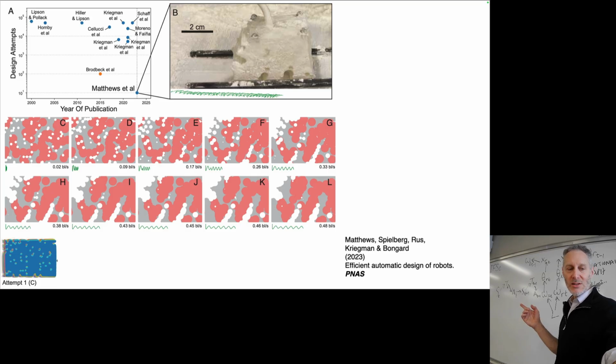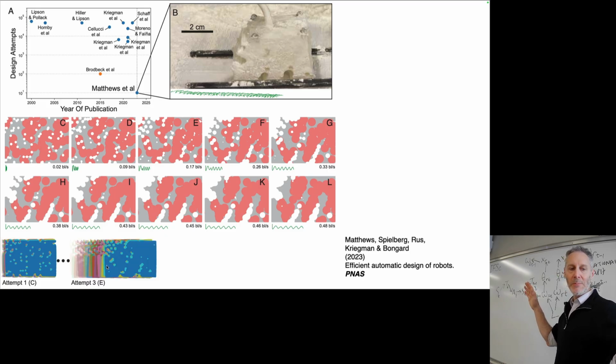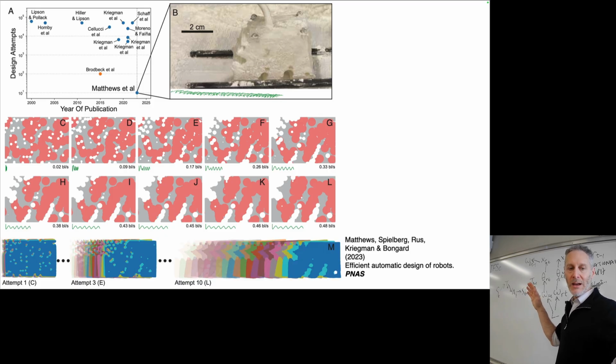Okay. This is just another visualization. We were playing back all 10 of these robots, one on top of each other. Sorry, not on top of each other. This is a time-lapse video of attempt or robot 1. Doesn't go anywhere. Here's a time-lapse of robot 3. You can see it sort of moving. And then here's the 10th robot moving.